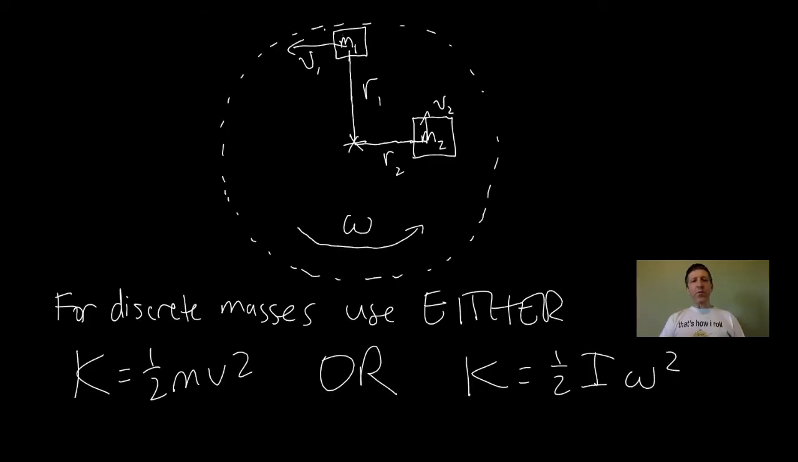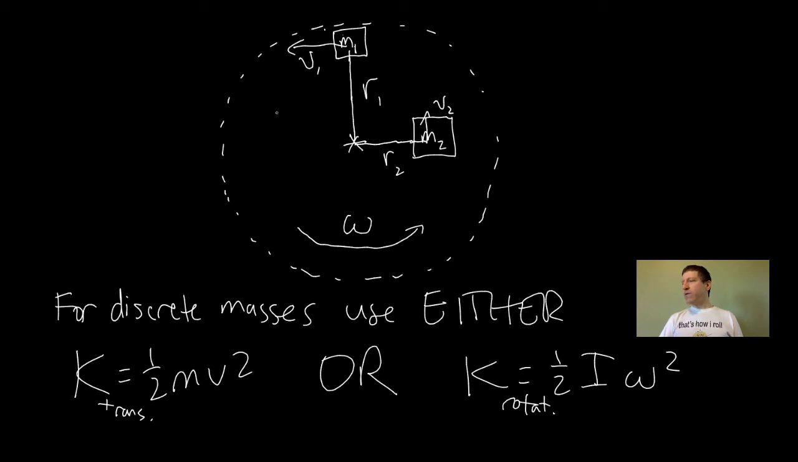Now, I do need to mention at this point that if you're talking about discrete masses, that means individual masses like m1 and m2, you have to use either K equals 1/2 mv squared or K equals 1/2 I omega squared. You can't double count it. Kinetic energy is kinetic energy. Although we often label this K translational and K rotational, it's all the same stuff. It's all made of joules. There's no real distinction between one kind of kinetic energy and another. We just like to sometimes put these subscripts on there to remind us of which motion we're talking about.